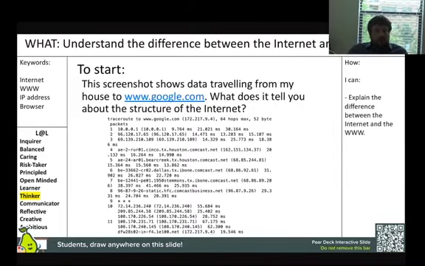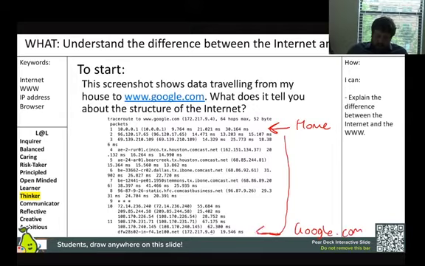You can pick any URL that you prefer, any website that you like. What we can see here is that this one is me, this is my home, and this shows the journey that data takes to get to google.com, which is all the way down here.